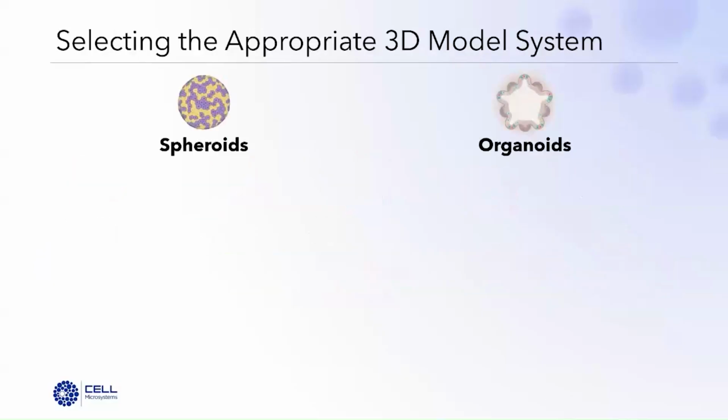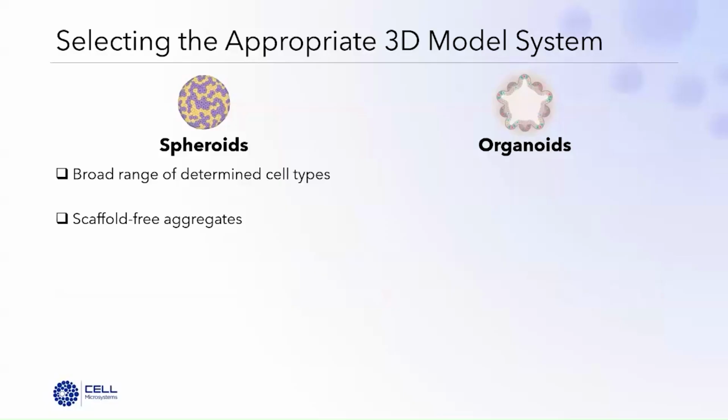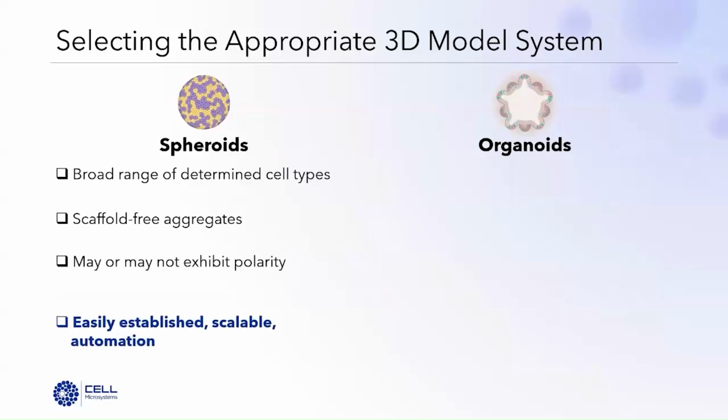In the context of these 3D culture models, there's really two main classes, spheroids and organoids. Spheroids can be formed from a broad range of predetermined cell types. They are scaffold-free aggregates of one and sometimes multiple cell types if you're doing co-culture. They may or may not exhibit polarity based on the cell types that are there. And really the main benefit of spheroids is that they can be very easily established, they're scalable, and oftentimes the methods are amenable to automation.